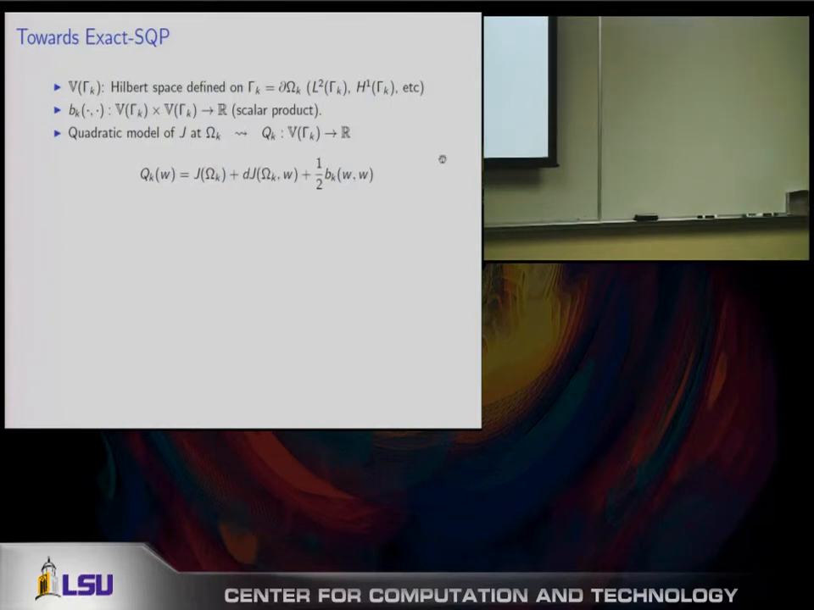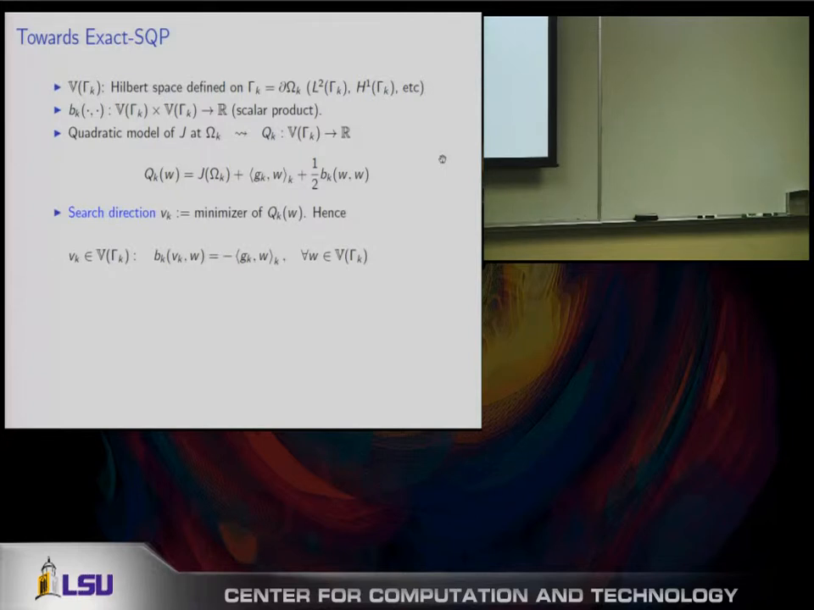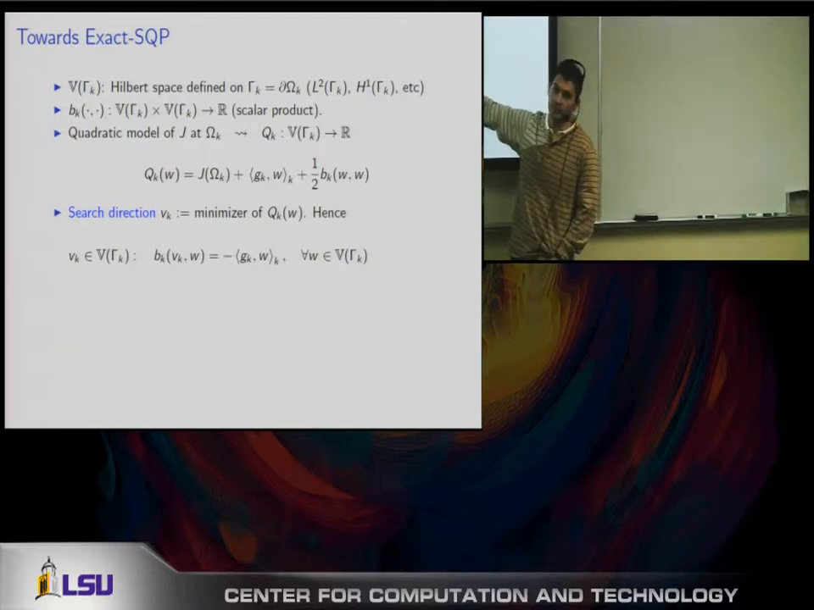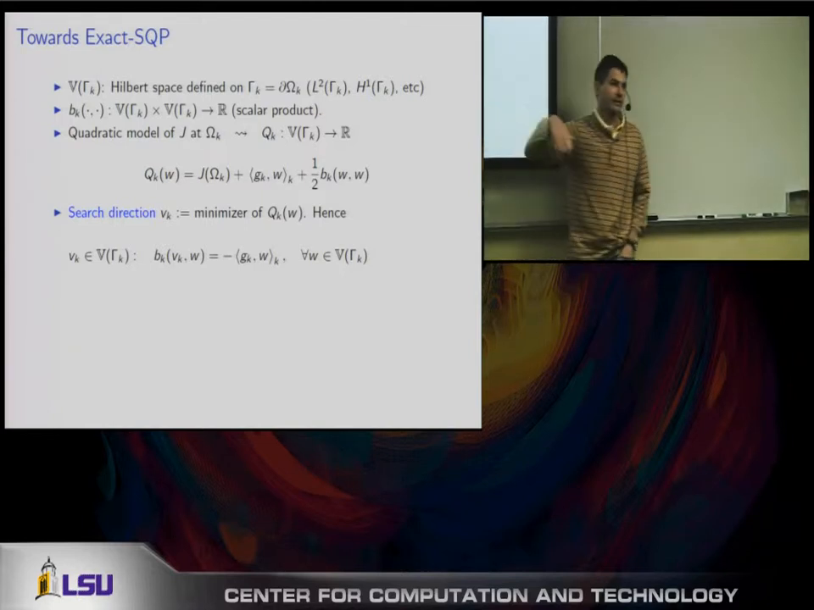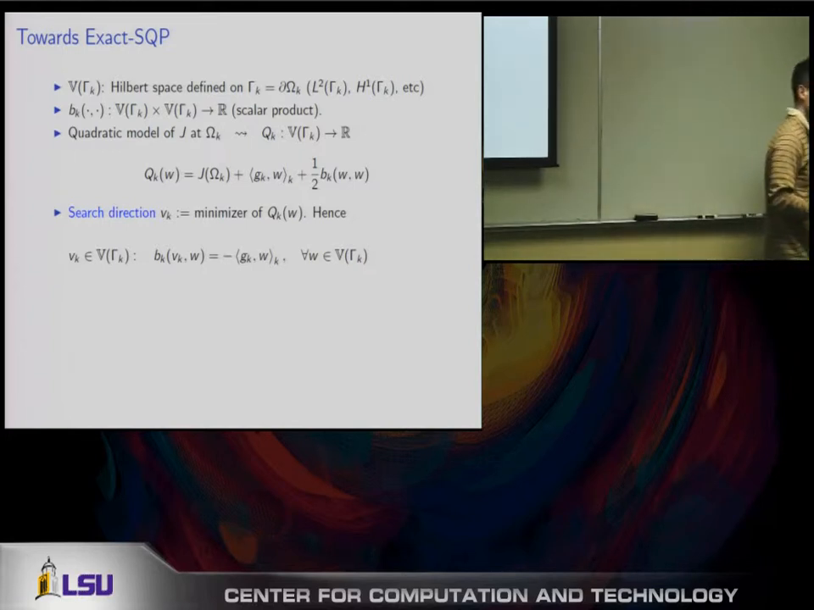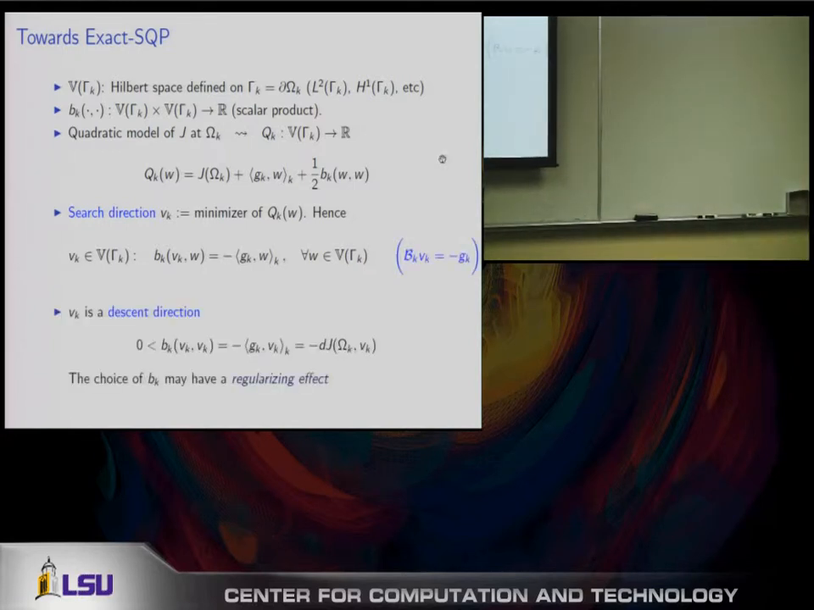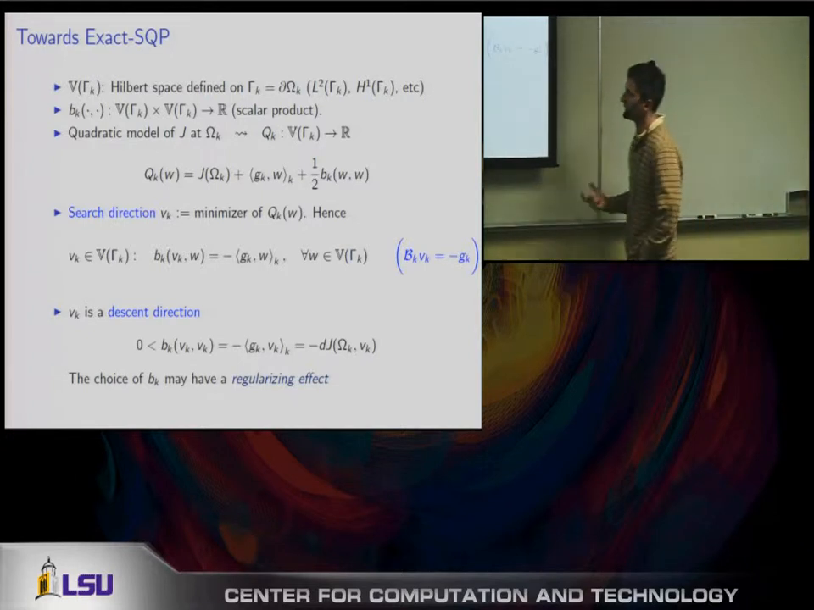So the shape derivative can be represented by this Riesz representation, the scalar function that I talked about before. And now it's easy to show that the minimizer of the quadratic problem is given by solving an elliptic equation here. And that minimizer could be a descent direction for our problem. And once we have a descent direction, the next step is to pick a time step.